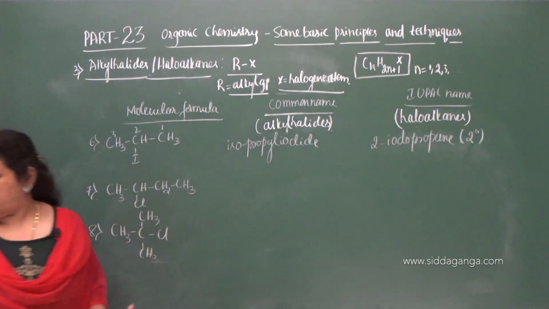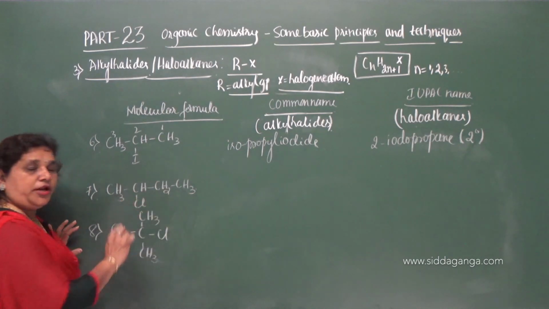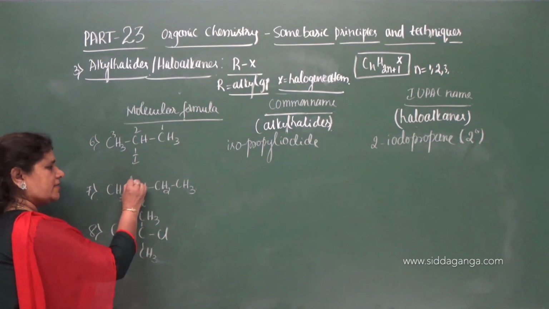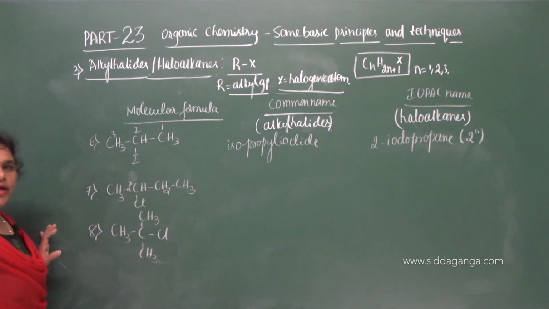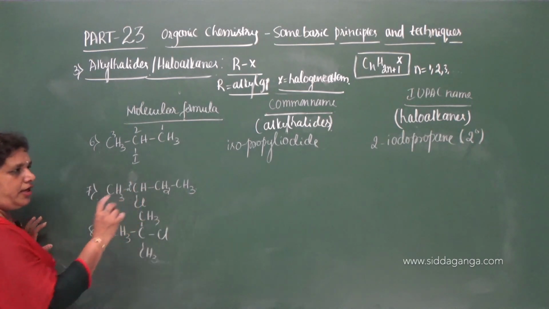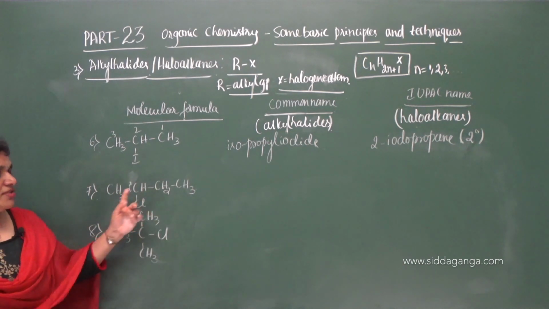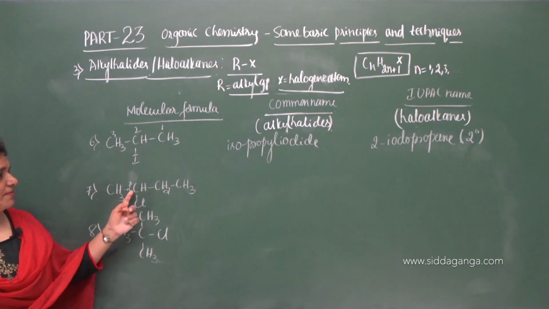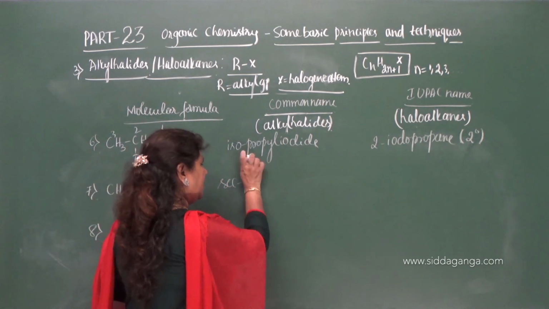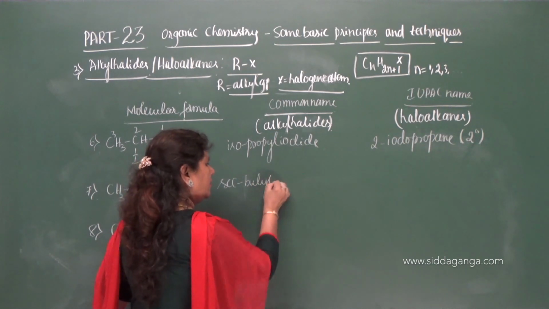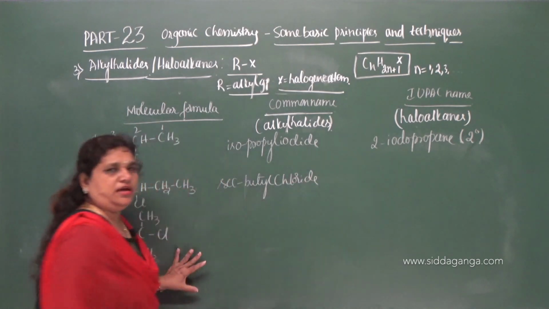But what about this? Here chlorine is bonded to this carbon and this carbon is bonded to two other carbon atoms, and hence this is a secondary carbon. What about this carbon? Secondary, 2-degree carbon. Now you give the IUPAC name and the common name. Since the carbon chain is not branched, but the chlorine gets bonded to the secondary carbon, the name is secondary butyl chloride. Secondary butyl chloride is the common name.